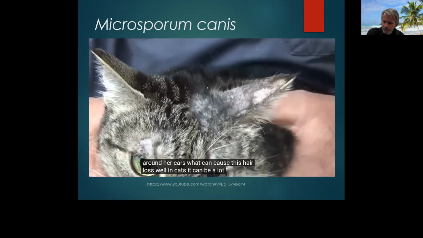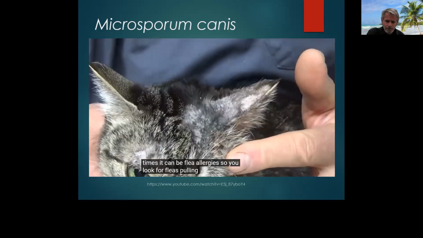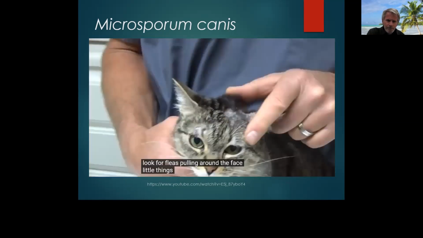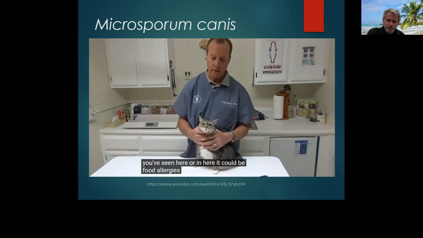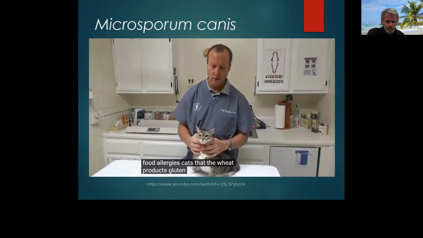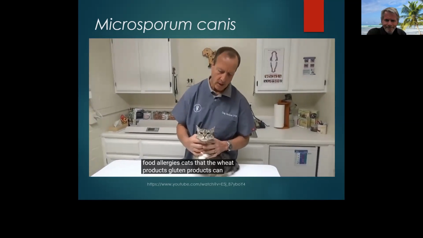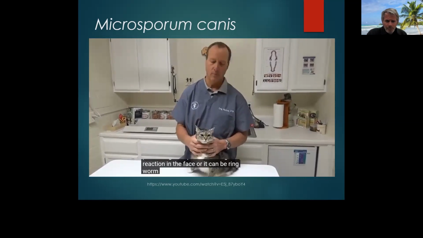a lot of times it can be flea allergies. So you look for fleas clawing around the face, things darting around, sometimes you'll see here and here. Could be food allergies, cats that eat wheat products, gluten products, can get a reaction in the face. Or it can be ringworm.